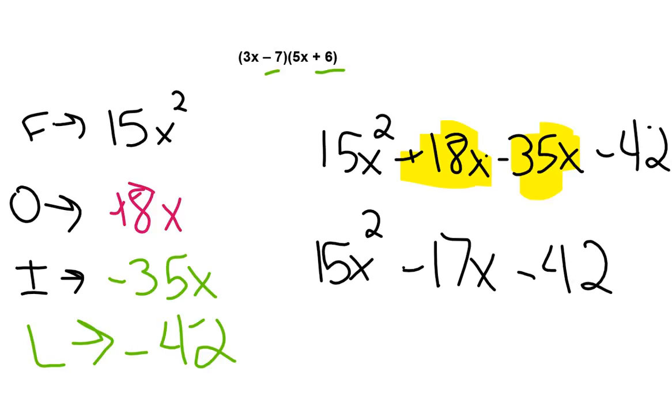So when I'm doing this, all I've got to remember is FOIL: first, outside, inside, last. Anytime that I'm combining them, I am multiplying.